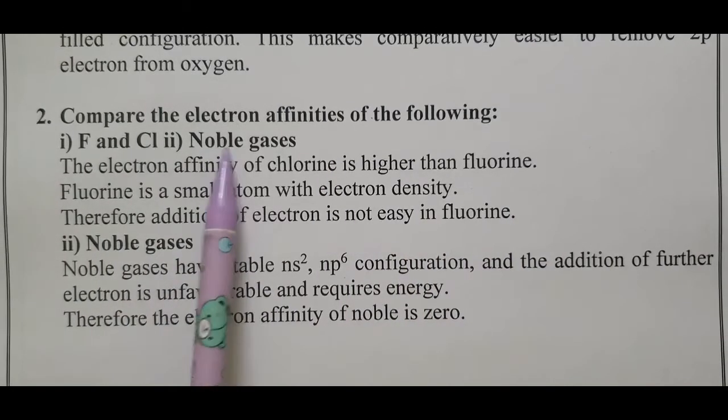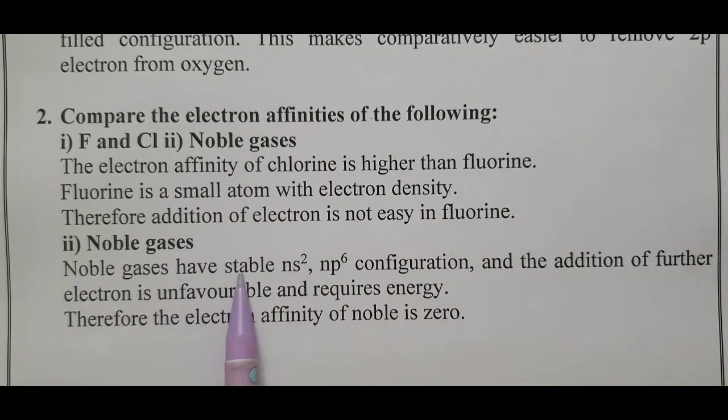Come to noble gases. All the noble gases have stable ns2 np6 electronic configuration, and the addition of a further electron is unfavorable and requires energy. Therefore, the electron affinity of noble gases is 0. Electron affinity of noble gases is equal to 0.